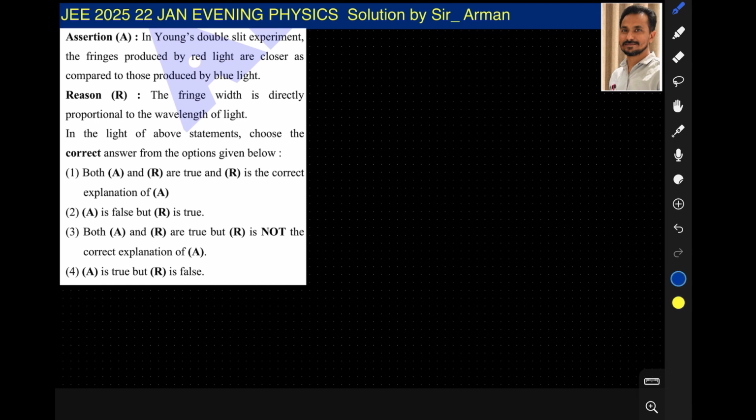Assertion: in Young's double slit experiment, the fringes produced by red light are closer as compared to those produced by blue light. So let us try to verify this statement number 1. See, the fringe width is given by the equation lambda D by d. That is, the fringe width beta is proportional to lambda. That is, the fringe width of red light will be greater than the fringe width of the blue light.